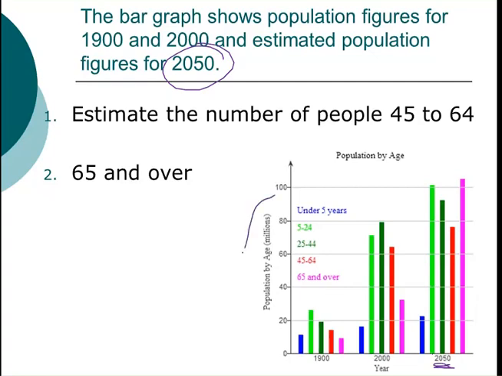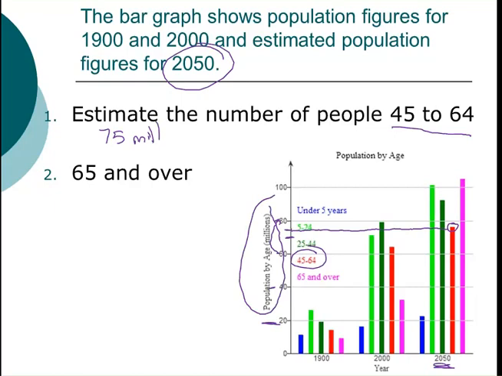So our job is to look at what this says. It says this is a population by age in millions, so like 20 million, 40 million, and so on. It says the number of people 45 to 64, so we got to understand what the colors mean. 45 to 64 is right here, it's red, so we're looking at this one. It's kind of nice to just draw a line over here and see that this is between 60 and 80. Halfway would be 70, and it looks like it's about 75. So I would say something like 75 million.